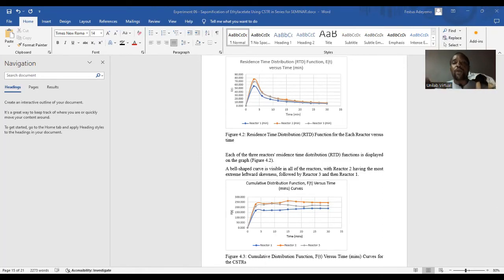The primary aim of this experiment is to examine the reactor's conversion rate and performance by measuring the residence time of continuous stirred tank reactors in series with step change inputs. Armfield CE 310 continuous stirred tank reactors are utilized to investigate this impact. The component of the effluent that has been in the reactor from time t equals 0 minutes until time t equals t minutes is represented by the cumulative distribution curve, the F(t) curve in figure 4.3 as displayed here.